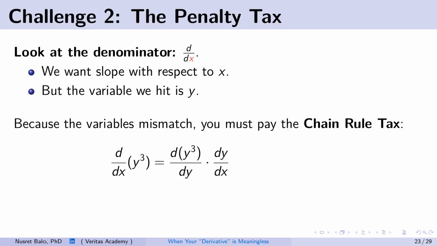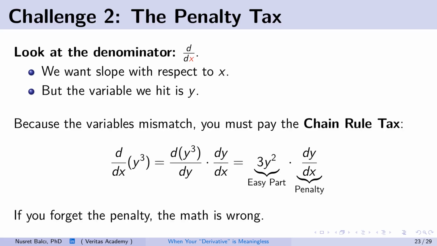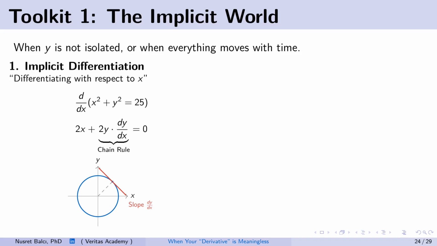We differentiate the y cubed normally to get 3y squared, but then we must attach the conversion factor dy over dx. I call this the penalty. The easy part handles the power rule, but the penalty accounts for the fact that y is moving. If you forget the penalty, you're assuming y is the original independent variable x, which breaks the physics of the problem. This leads us to implicit differentiation.